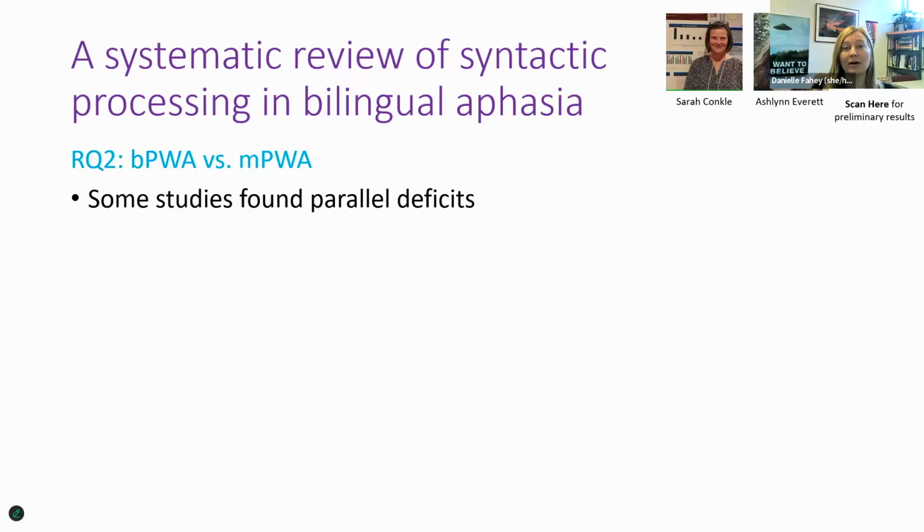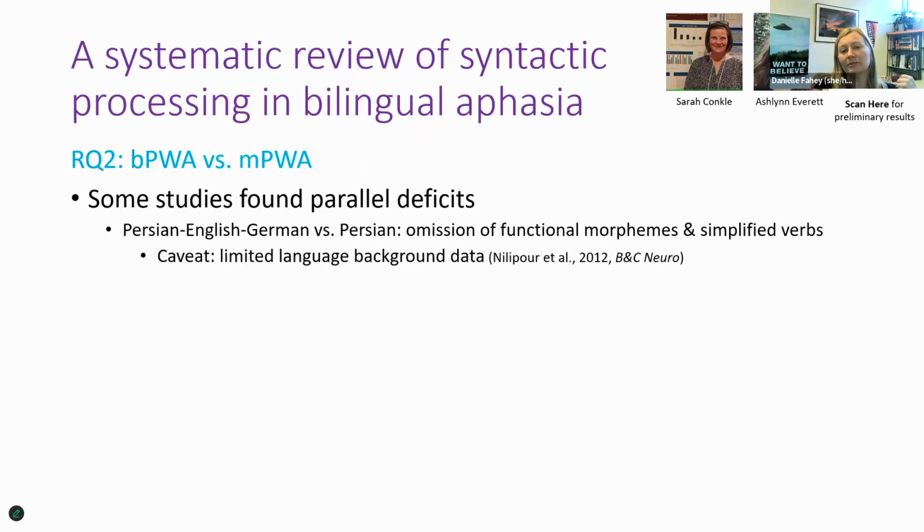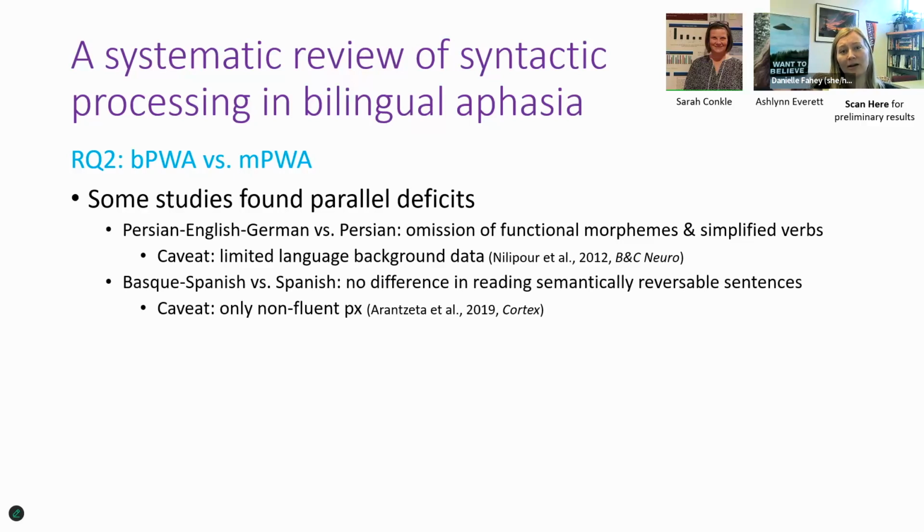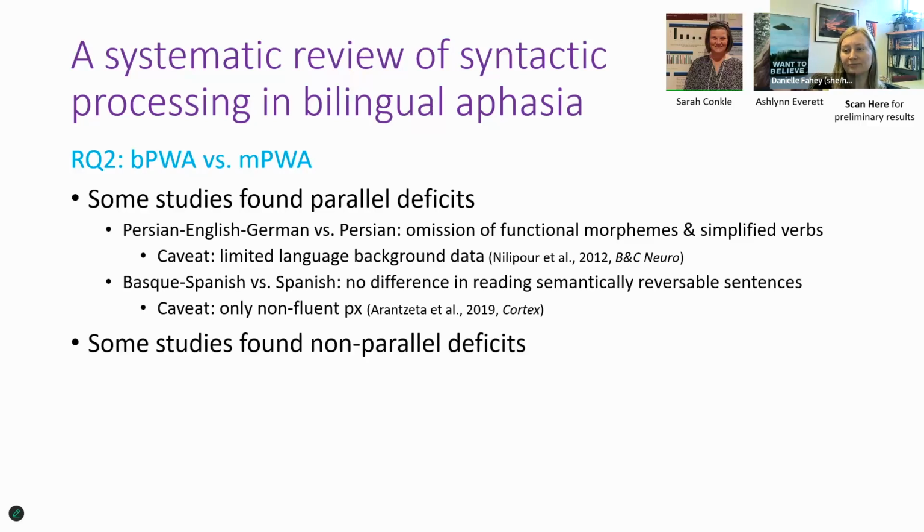Now, comparing across groups of patients, we again find some studies with parallel deficits. So in Persian-English-German bilingual people with aphasia, compared to only Persian monolingual people with aphasia, there was omission of functional morphemes and simplified verbs in Persian, which was similar across patients. In Basque-Spanish and Basque monolingual patients with aphasia, there was a similar lack of difference in reading semantically reversible sentences. And this was a particularly strong study, although they only included non-fluent patients. We have also seen studies with non-parallel deficits.